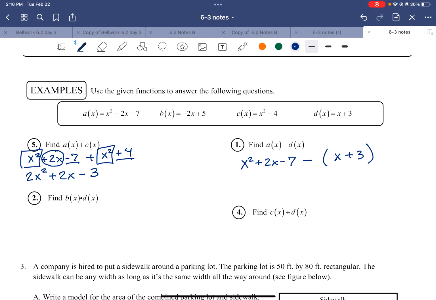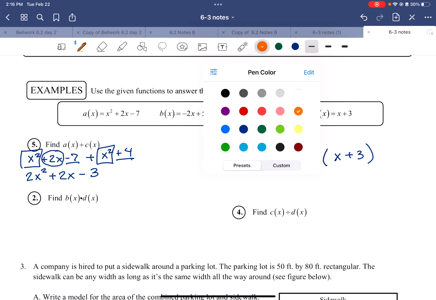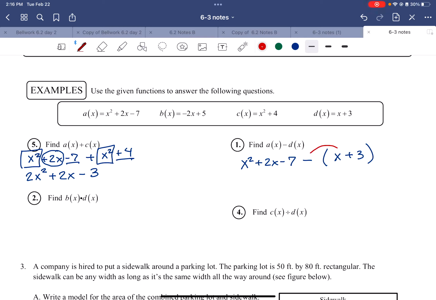And so one thing to remember is that we are going to distribute this negative to each piece in D. In fact, I'm going to go ahead and do that now. That will be my next step. When you have a subtraction, you want to distribute that negative sign to everything that's being subtracted. So I'll rewrite A, x squared plus 2x minus 7. And then distributing that negative, I have minus x and minus 3.